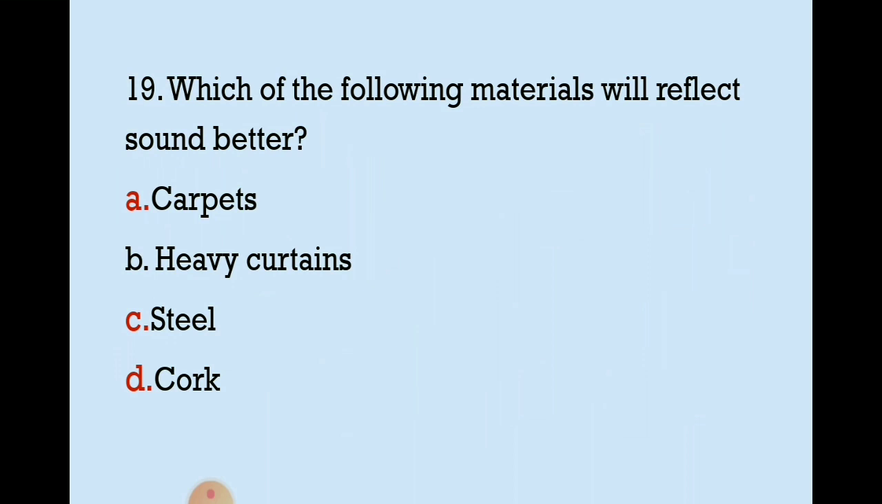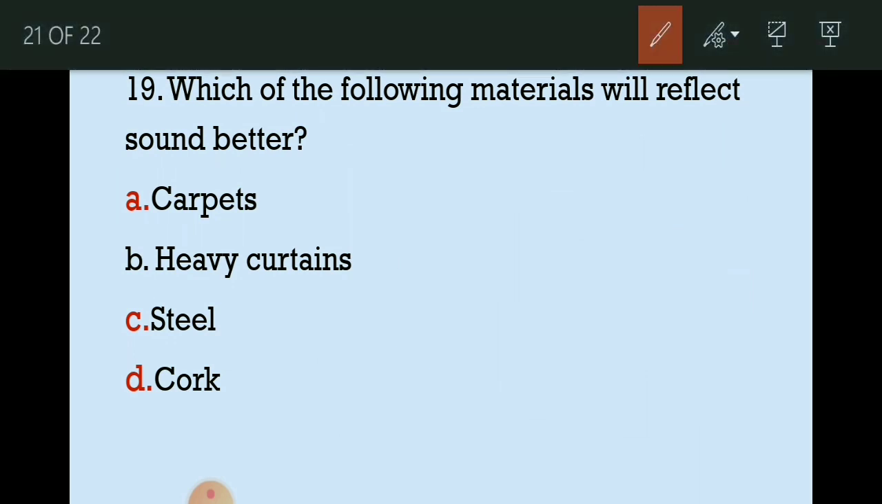Now the next question, just see: which of the following materials will reflect sound better? Reflection of sound, you know very well, means light gets reflected, likewise the sound also gets reflected. When sound is produced from the source, whenever it strikes the reflecting surface, it has a tendency to come back. Okay, so that is known as reflection of the sound. Reflection of sound generally follows the laws of reflection of light.